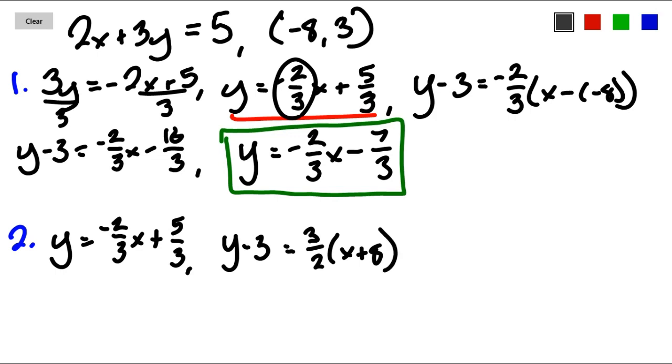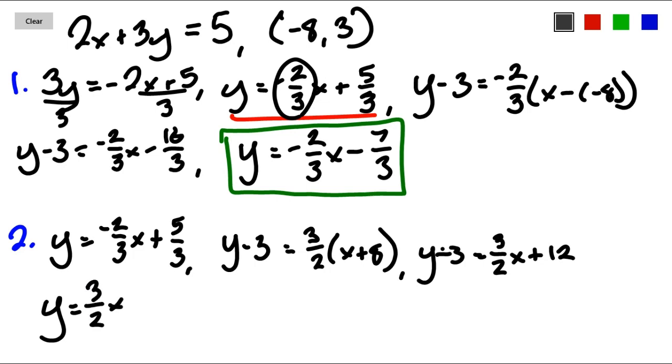So I just got to distribute, so I got y minus 3 is equal to 3/2 x plus 24 over 2, which is just 12. And then the last thing, I just had to add 3 on both sides. I have y is equal to 3 over 2 x plus 15. And this is the equation of the line that's perpendicular to our original line and goes through the point negative 8, 3.